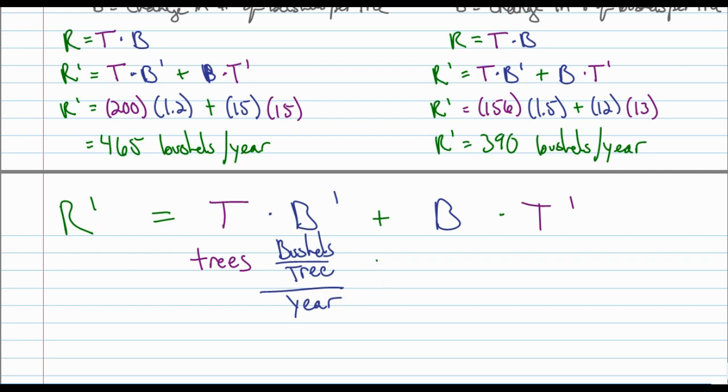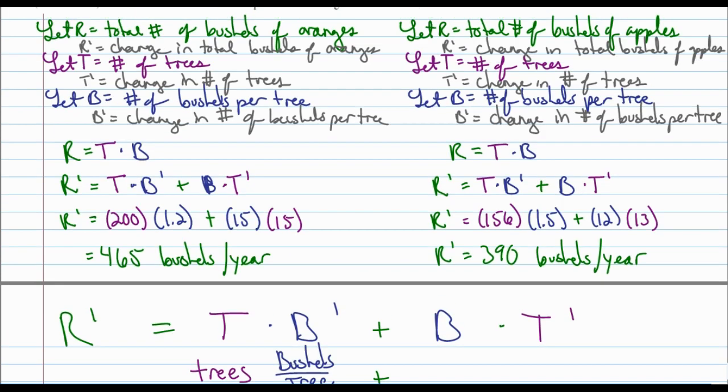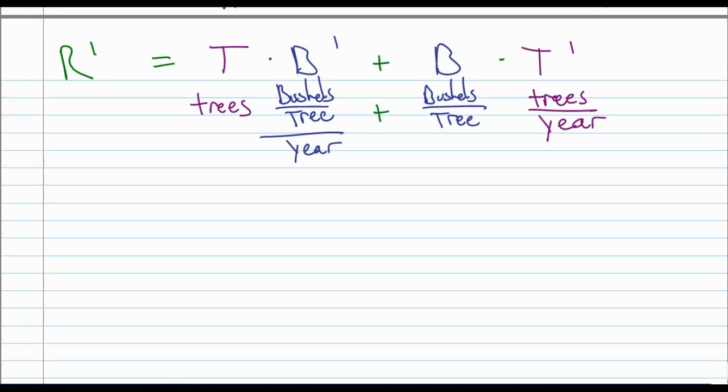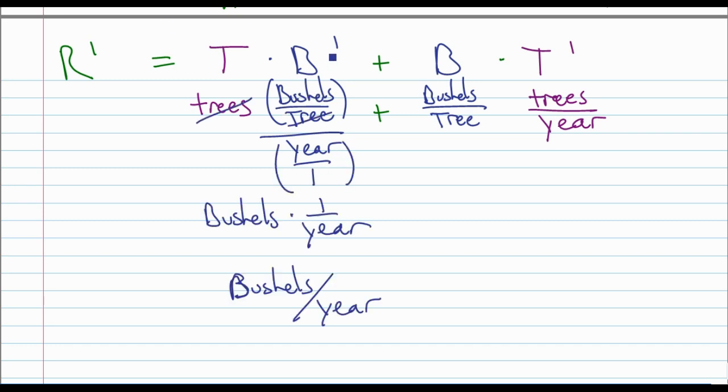Okay, hang on a second. Then B was just bushels per tree. T prime was then trees per year. So you may be able to see where I'm going with this. If I do some rearranging and canceling here, the product of this first term results in bushels per year. And then you can see pretty easily that the second term also results in bushels per year.